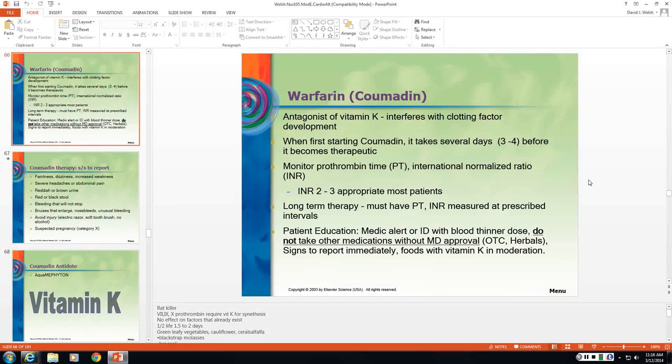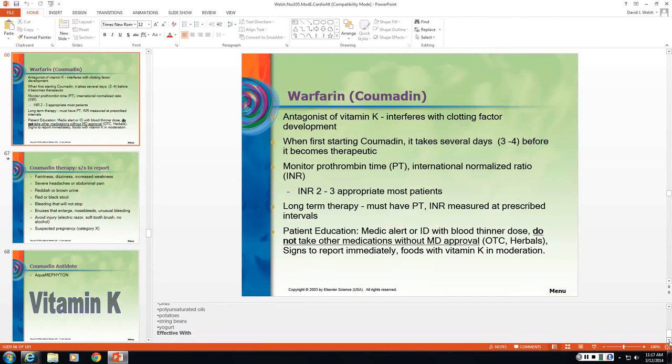For patient education, you're going to have them wear a medical alert bracelet or ID with the blood thinner dose on it. You do not want them to take other medications without approval from their doctor. That includes over-the-counter medications and herbal medication. You want them to report any signs of bleeding problems immediately to their doctor, or any problems with their Coumadin.